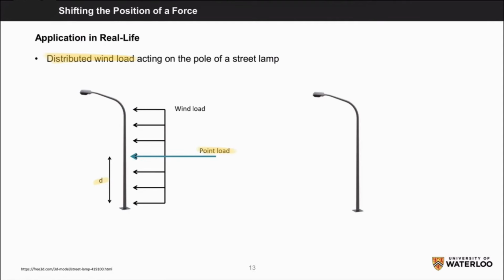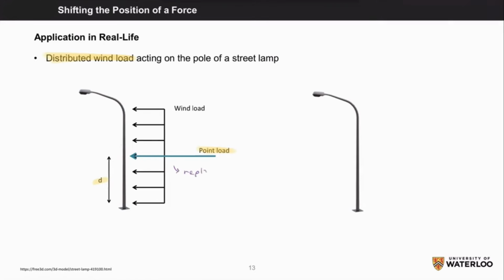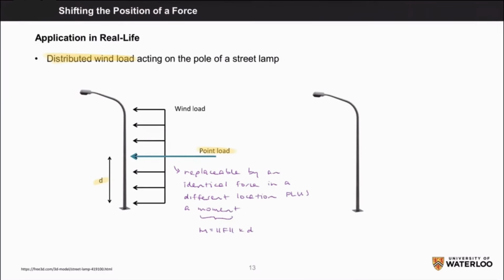To put it simply, the principle essentially states that a force can be replaced by an identical force with the same magnitude and direction in a different location, plus a moment about that new location. This moment is equal to the magnitude of the force times its perpendicular offset distance, d.